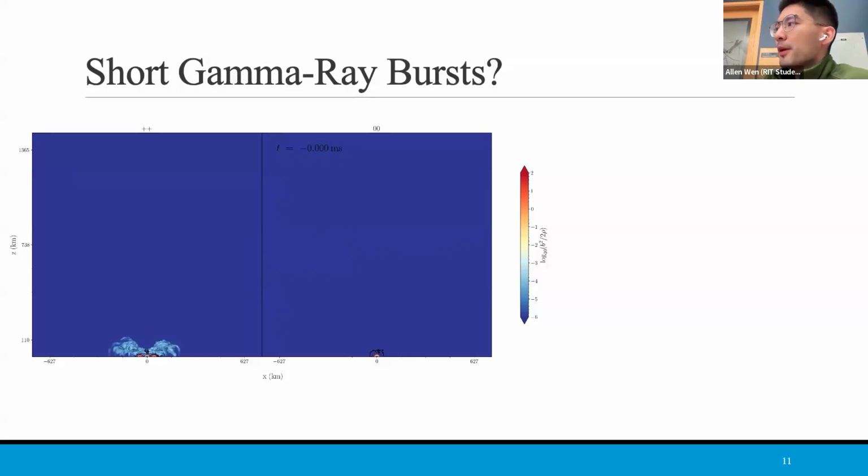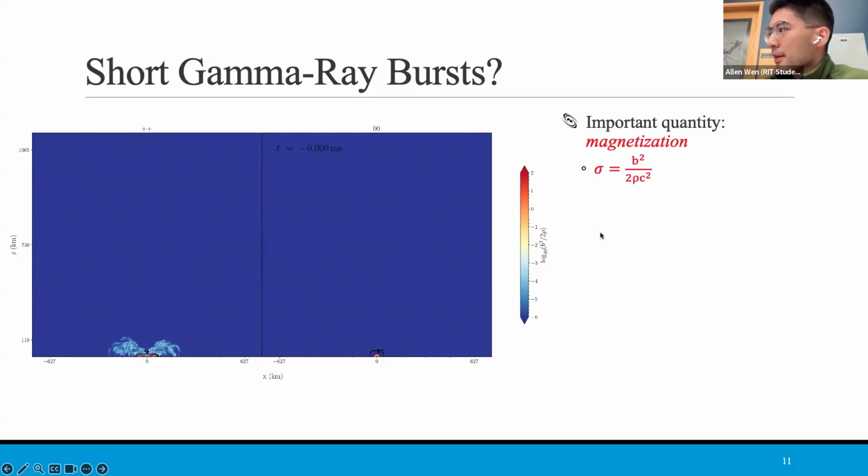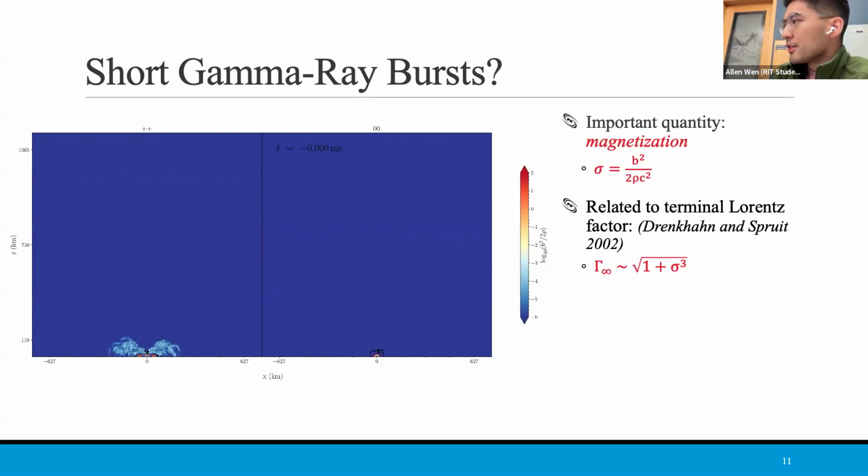However, despite this collimation, is this consistent with a gamma ray burst? An important quantity to look at is the magnetization, or the ratio between your magnetic energy density and your rest mass density. It's related to your terminal Lorentz factor. It essentially describes how much magnetic energy is left in a fluid element once it escapes the photosphere, and whether the remaining magnetic fields are strong enough to accelerate this fluid to generate non-thermal emission.